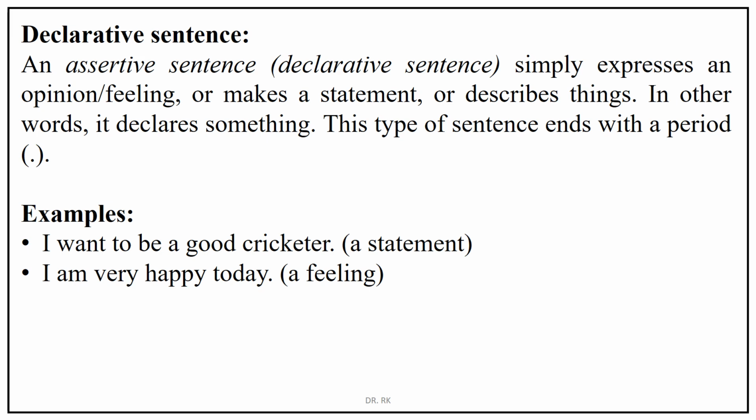Declarative sentence. An assertive sentence, or declarative sentence, simply expresses an opinion or feeling, or makes a statement, or describes things. In other words, it declares something. This type of sentence ends with a period symbol, that is, a full stop. Examples. I want to be a good cricketer. A statement. I am very happy today. A feeling.